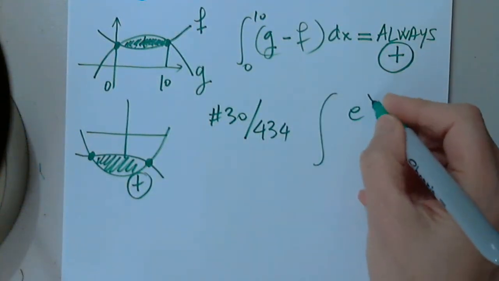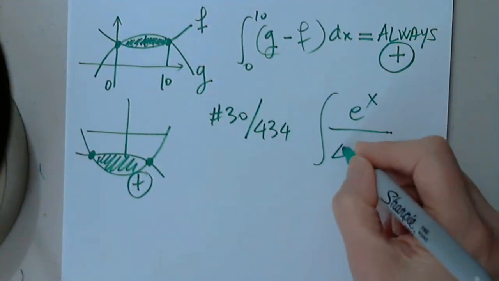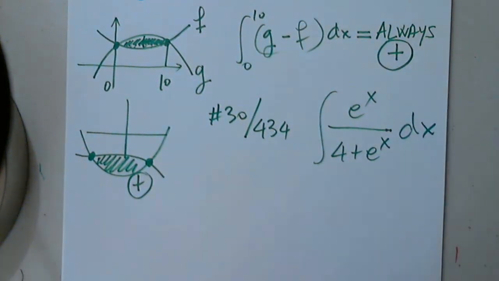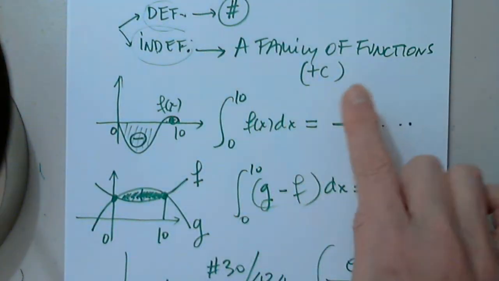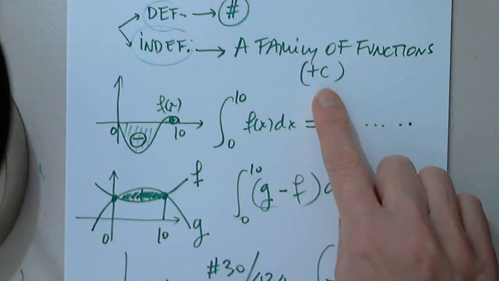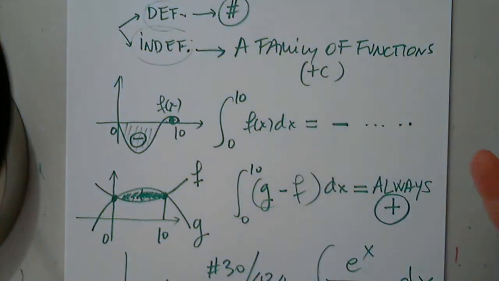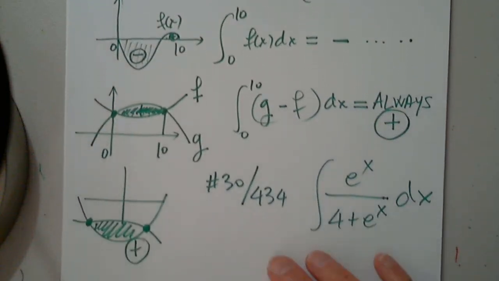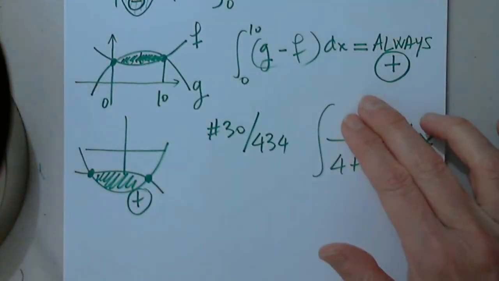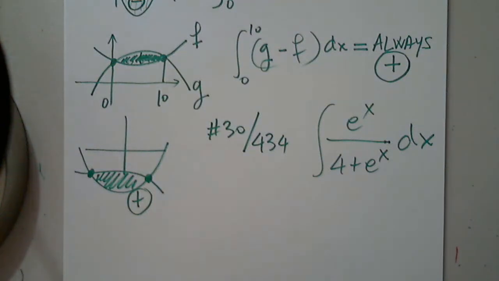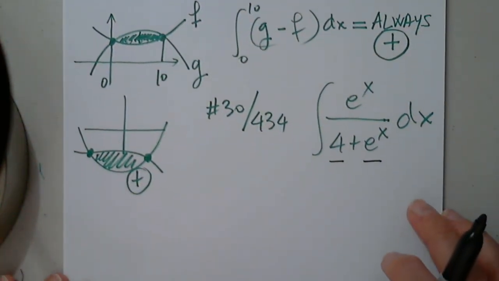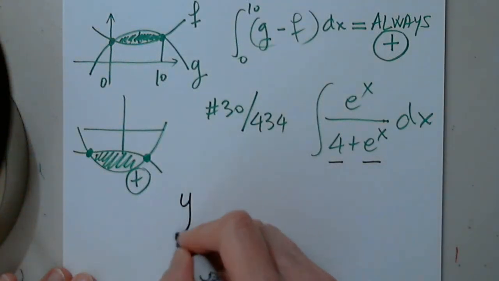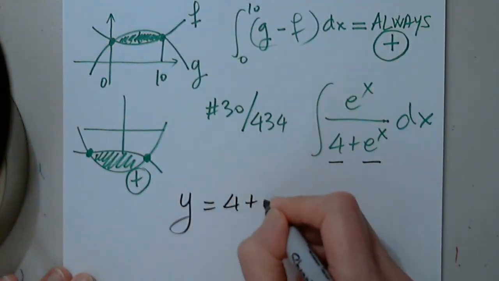So it's the integral of e to the x over 4 plus e to the x dx. This is an indefinite integral. If it's an indefinite integral, it will have an answer, a family of functions, so I cannot forget the plus c. That makes it infinitely many different functions. The numerator is one term, which doesn't bother me. What bothers me is having two terms in the denominator, because I can't simplify. So I'll say let y be 4 plus e to the x.